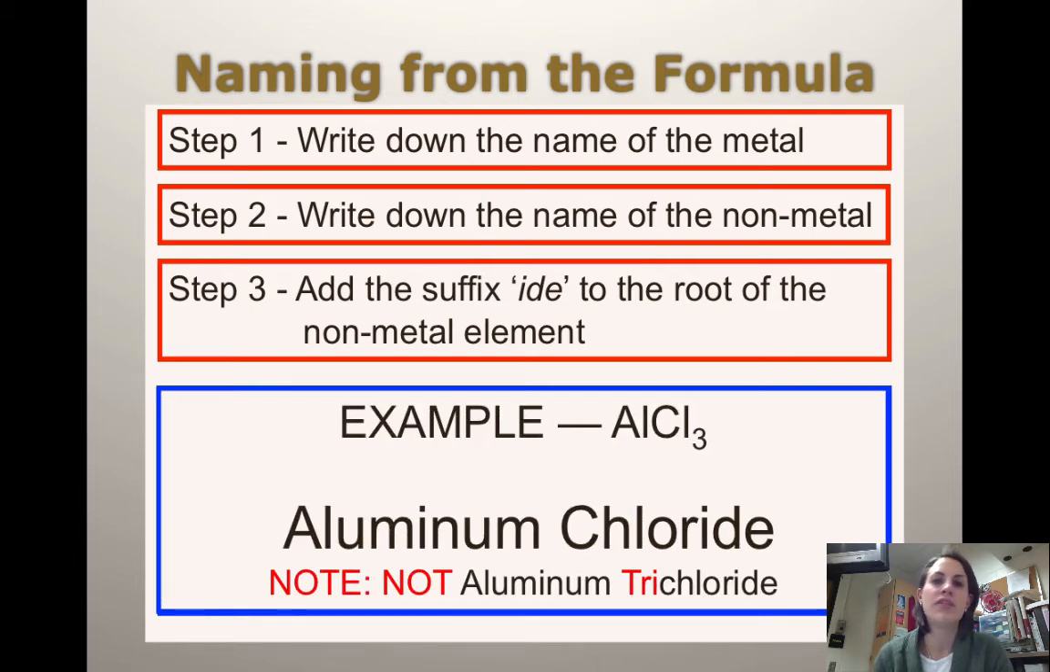We are not using prefixes with ionic compounds, so it is not aluminum trichloride. Please try to remember that. We're going to use prefixes with another system of bonding, but not here with ionic compounds and ionic bonding.